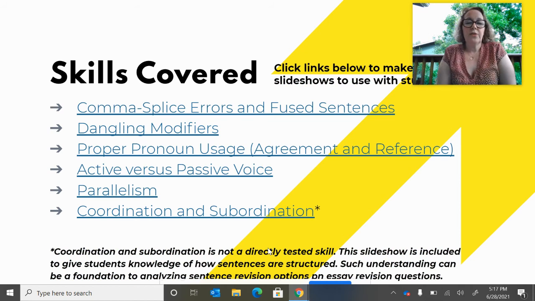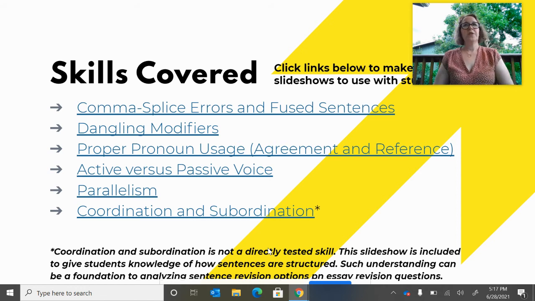The reason that I include a slideshow on it is I believe that that's kind of the foundation of sentence structure. So I think if students understand how ideas are put together in the sentence, they understand when it's appropriate to have coordinate ideas and when it's appropriate to take an idea and subordinate it to the other. I think if they can gain an awareness of that, it's going to help them overall. It's going to help their writing on the essay part. It's going to help them make better choices in the essay revision questions.